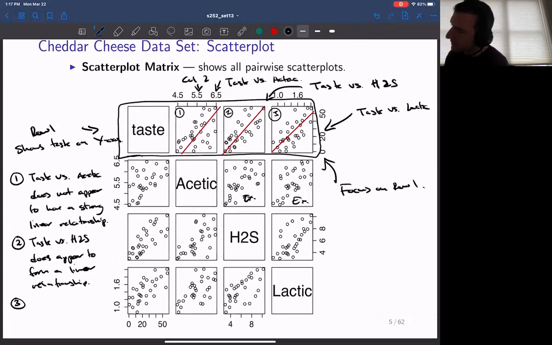And for plot 3, I would argue it's the same conclusion as with the second plot. The points appear to be a little bit more spread away from the line, but in general, the relationship does look to be linear because you see a kind of constant bound across the variance around those points. So taste versus lactic is also linear.